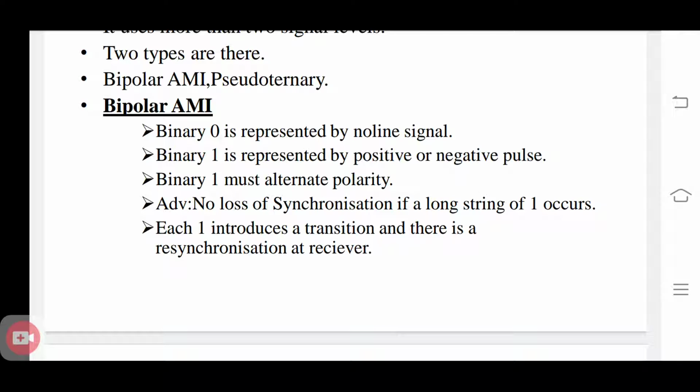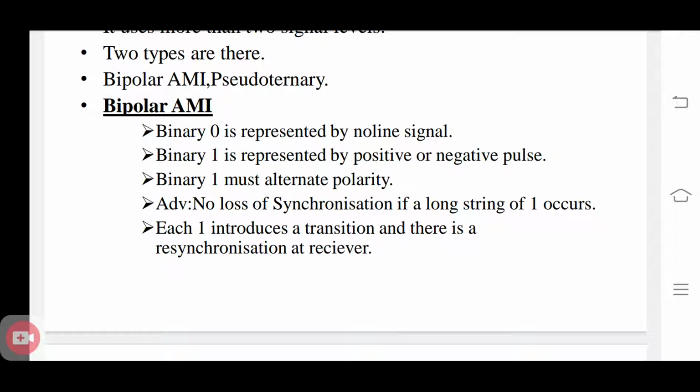So first we can study bipolar AMI, in which binary 0 is represented by absence of voltage or no line signal, and binary 1 is represented by a positive voltage or a negative voltage. So there must be an alternate polarity for the binary 1, right? Maybe the binary 1 is represented by a positive voltage, or it may be represented by a negative voltage. So it has different polarity.